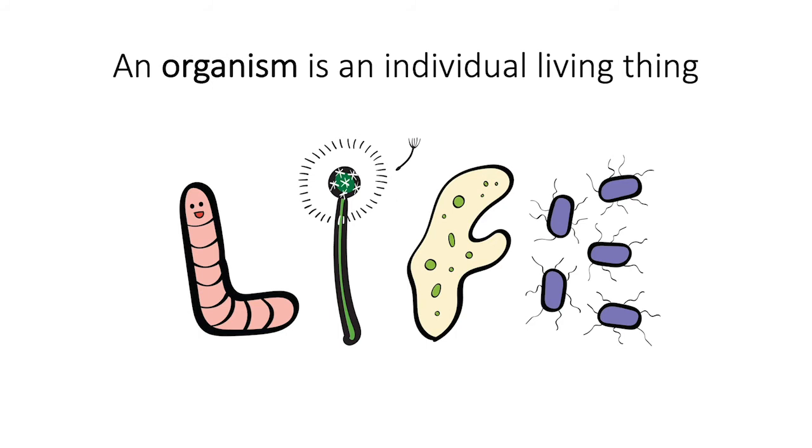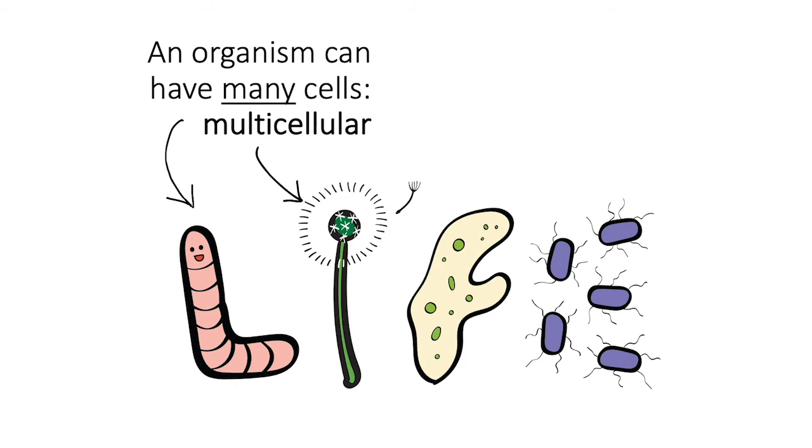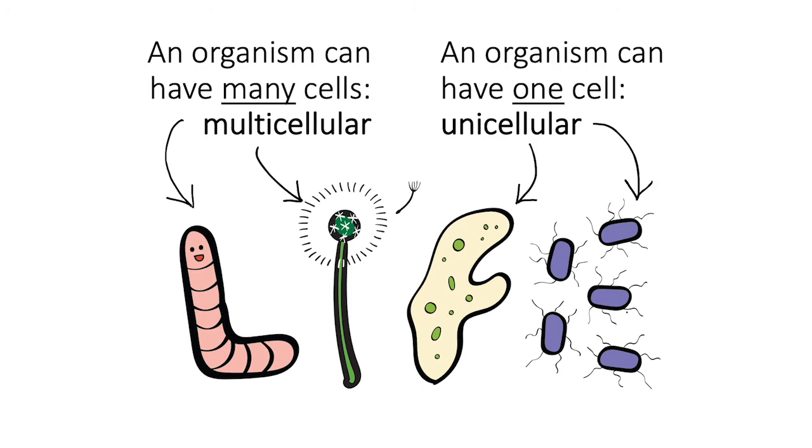And an organism can be made up of a lot of cells, like an animal or a plant, or it can be made up of one cell, like an amoeba or a bacteria. So that amoeba is an individual, even though it's only made of one cell, so it's an organism. It's a unicellular organism, unicellular, one cell. Whereas the earthworm is a multicellular organism. It has many cells, and if you took out one of those individual cells, that cell would not be an organism because it needs the whole organism to survive.